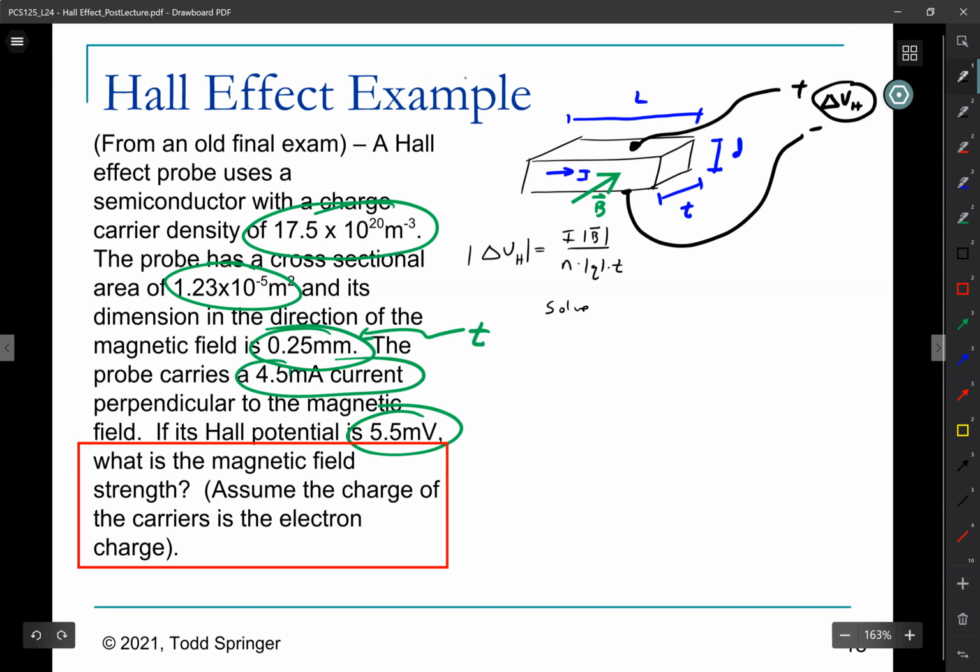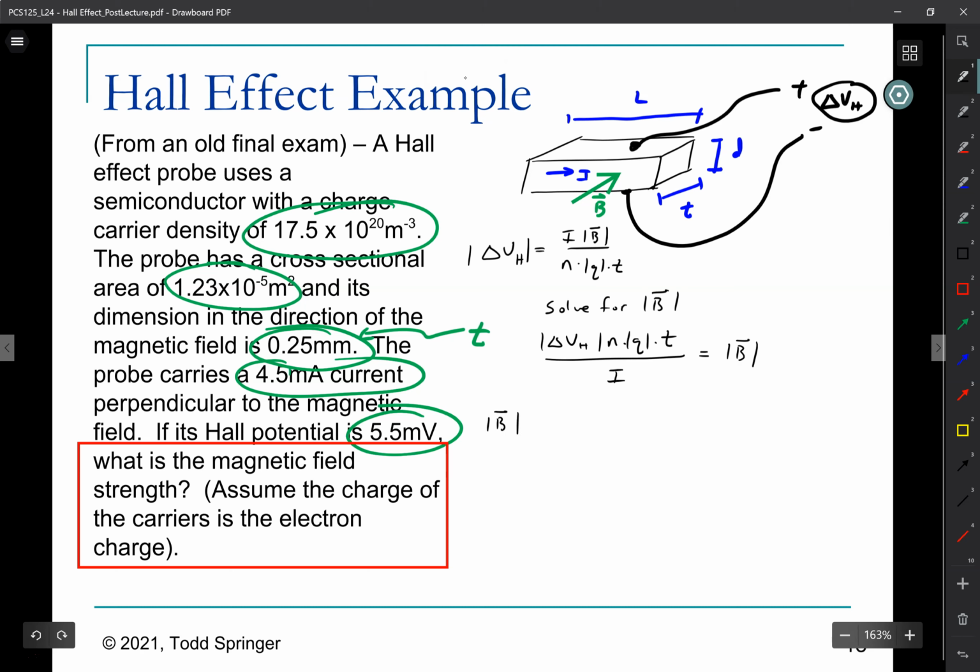So solve for B. So we'll just put delta VH, N times Q times T divided by I is equal to the magnetic field B. And I know all these things, so I'll just plug in the numbers.